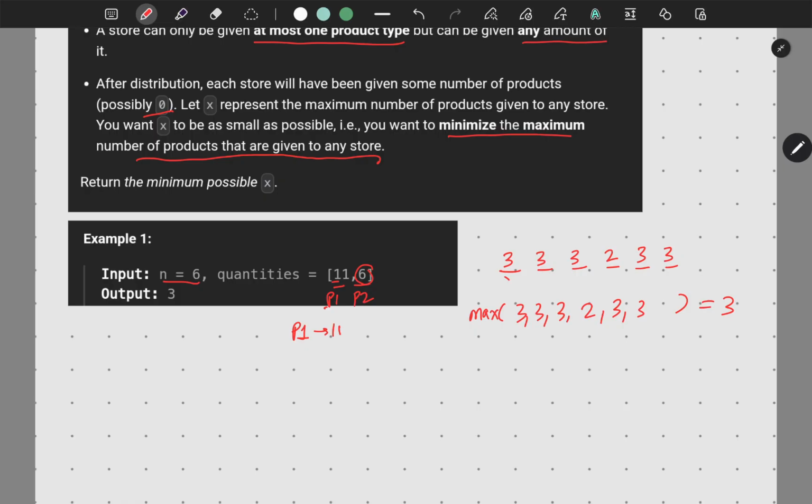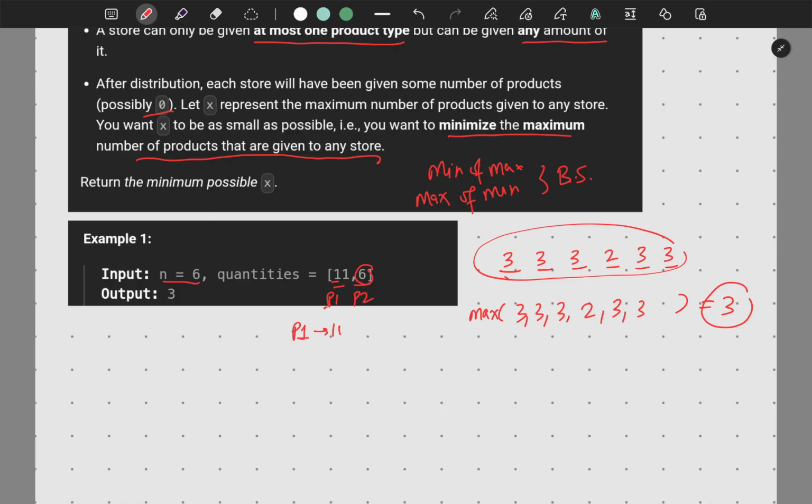So that means no matter in what way you distribute these products, a store would have a minimum of 3 products. So we want to minimize this quantity. Whenever there is a minimum of maximum or a maximum of minimum, it's a standard binary search problem. Whenever you see something like this in the question, try to think along the lines of binary search.